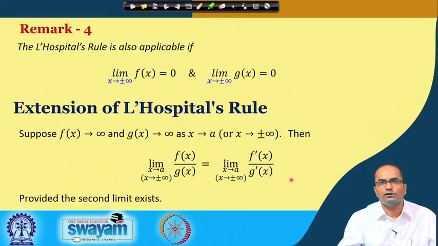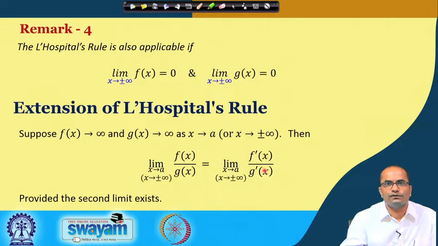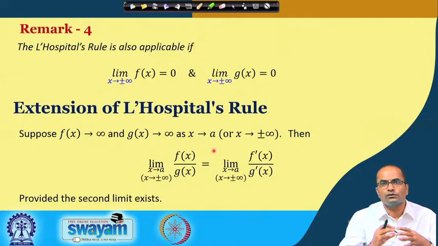So, what is the general rule now, if we include all the results which we have discussed so far? There could be two forms: either 0 by 0 form or infinity by infinity form. In either case, whether x goes to a or x goes to plus or minus infinity, the limit of the ratio of the two functions will be equal to the limit of the ratios of their derivatives.